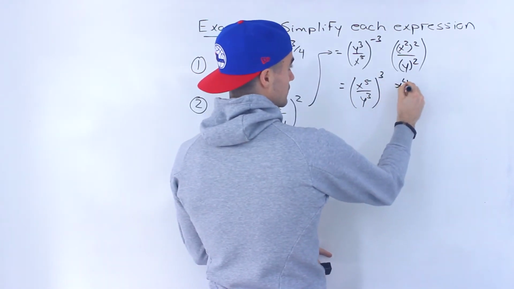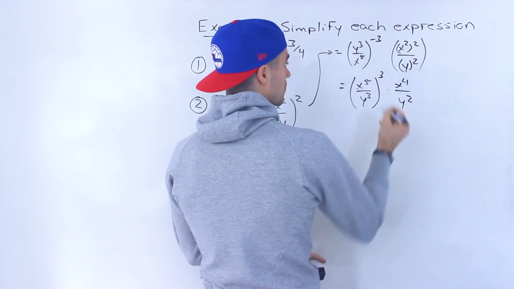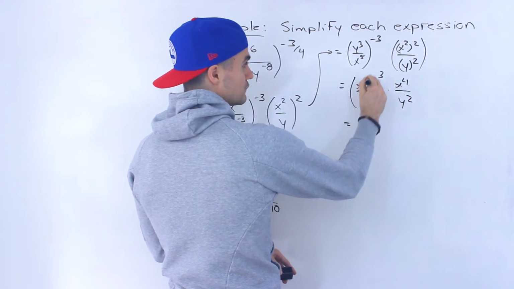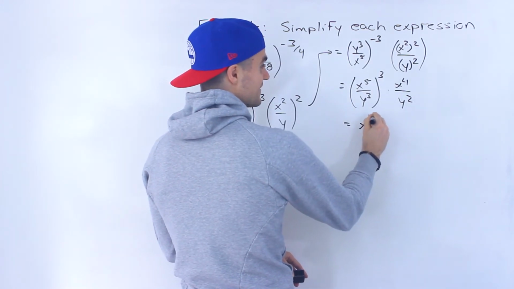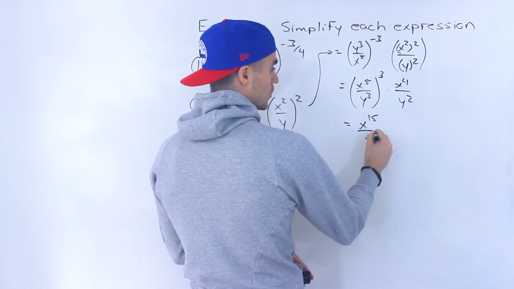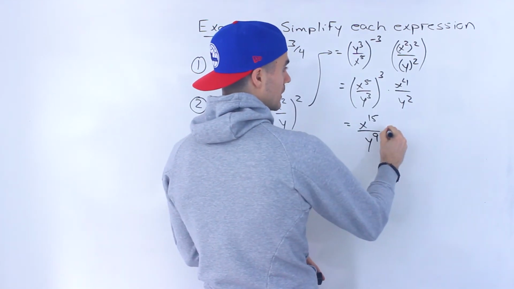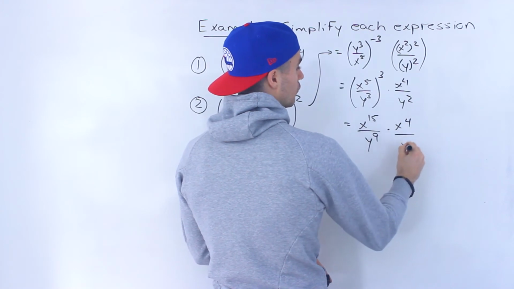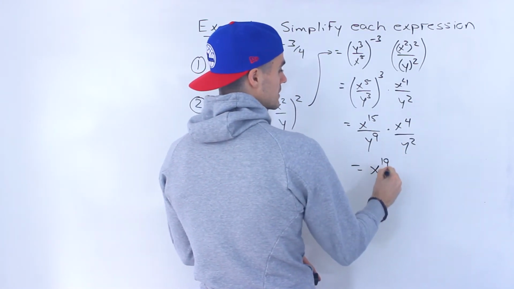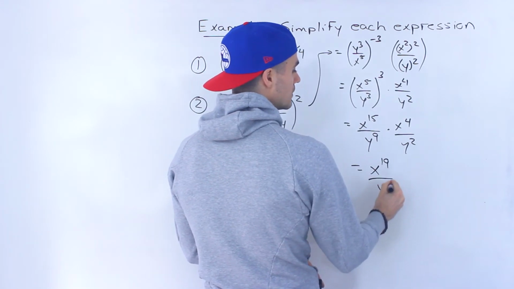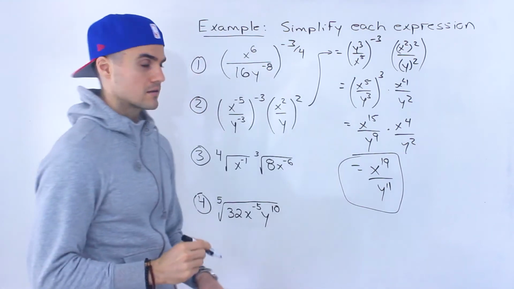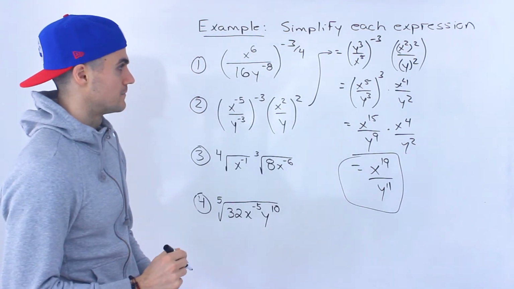This would end up being x to the 4 over y to the 2. We're multiplying here. And then we would end up with x to the 5 to the power of 3, which would be x to the 15. And then y to the power of 3 to the power of 3 would be y to the 9. And then we got x to the 4 over y to the 2. These two are multiplying, so we'd end up with x to the 19 over y to the 11. So that there ends up being the final answer.